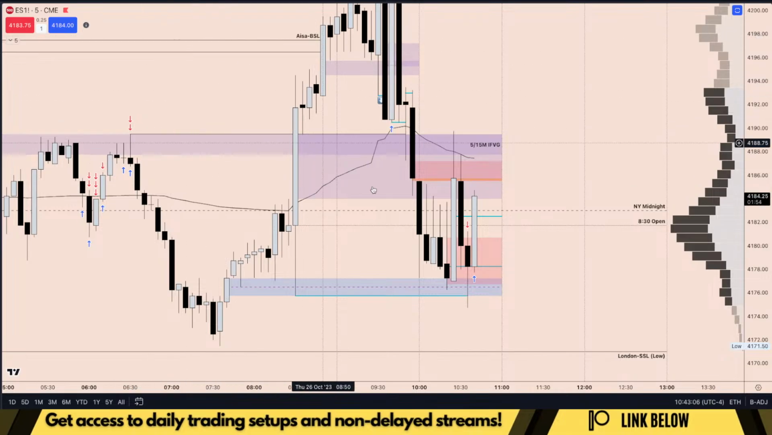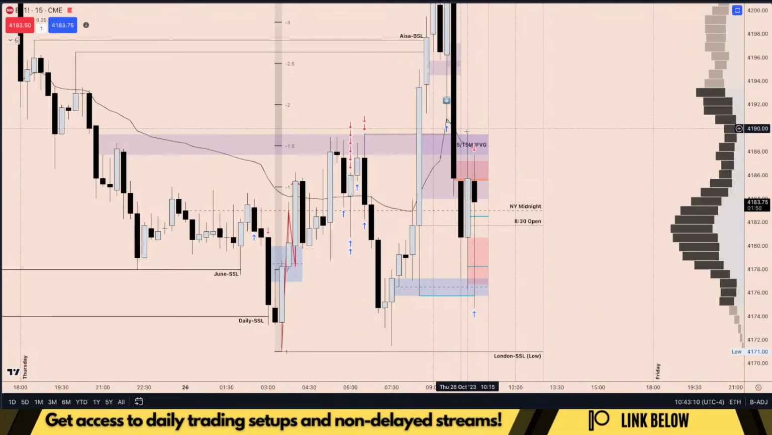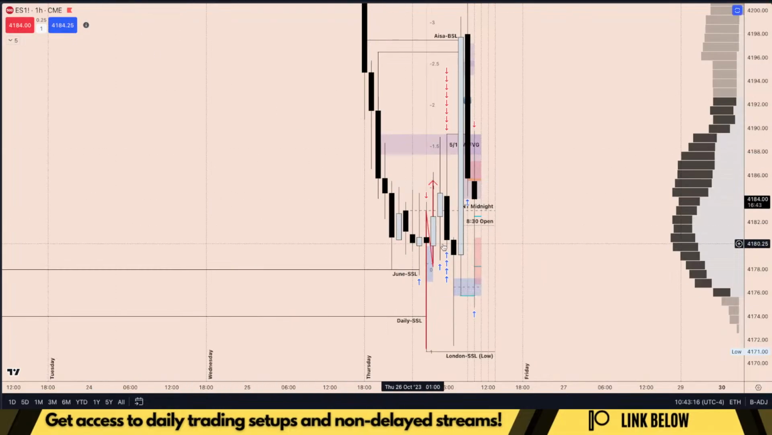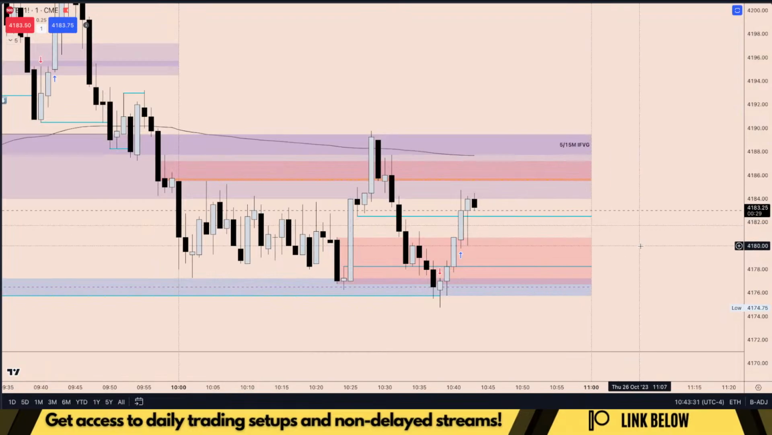No SMT divergence. 15-minute, we already filled in the bearish fair value gap. Took the low. 1-hour time frame, bullish fair value gap right here on the 1 hour. Took the previous hourly low. And once again rejecting with the DXY going lower. Yes, going higher. 1.5 minutes for the new 5-minute candle.